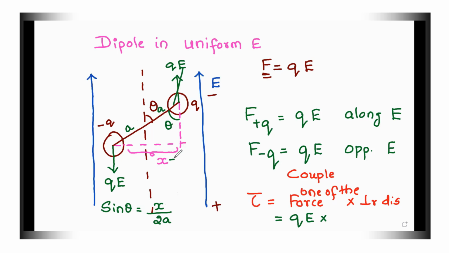So what is the perpendicular distance now? 2a sine theta. And I can place it here. Torque is QE into 2a sine theta. And we know that Q into 2a, we have already learned, Q2a is P. So we get torque is equal to PE sine theta.